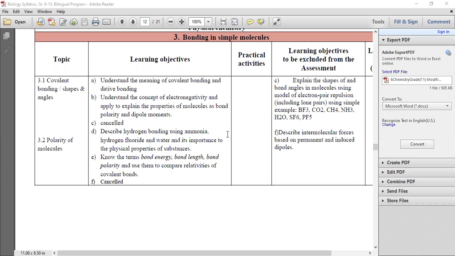This is the objective of this unit, chemical bonding. In chemical bonding, first of all, we have to focus on covalent bond. You can see there covalent bonding and shape and angle here. Our first objective is to understand the meaning of covalent bonding and dative bonding.